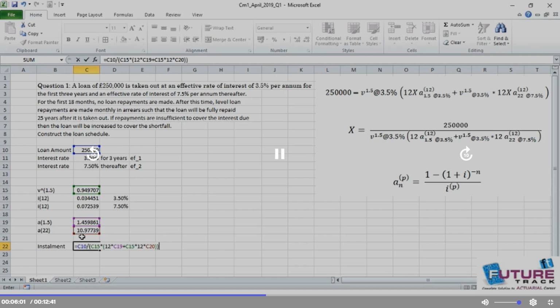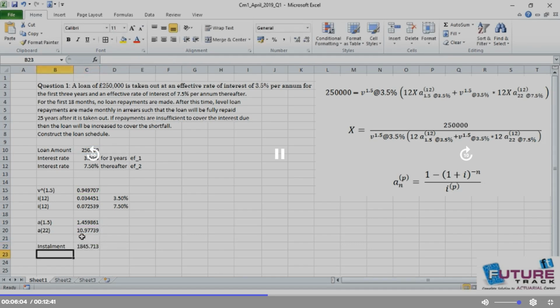Fine. So this is my installment amount, 1845.713. Fine. So that is the best way you have to do all this work on your notebook, and then you have to solve, you have to break it into parts. There is no need to show all this stuff here in your paper, but break the whole formula into small parts so that you can easily get the values.